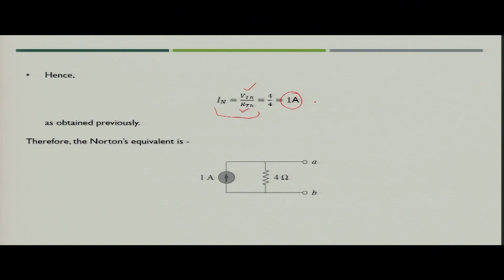So, we can say that Thevenin's theorem and Norton's theorem are dual to each other. You can simply use source transformation and convert from Norton's to Thevenin and Thevenin's to Norton equivalent circuits. So, finally, you got the Norton's equivalent, where you have 1 ampere in parallel with 4 ohm resistance.